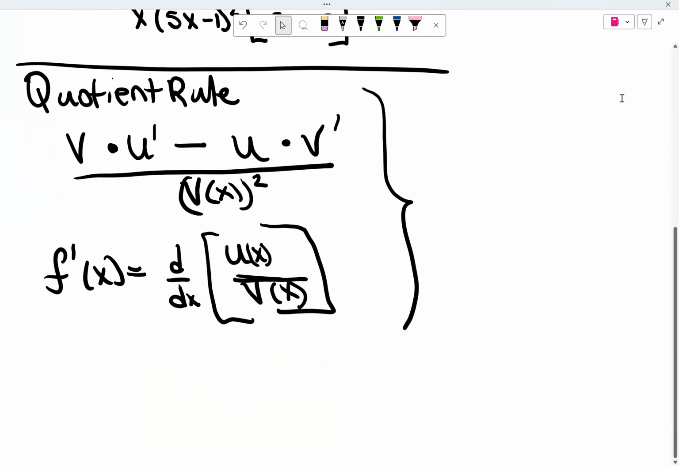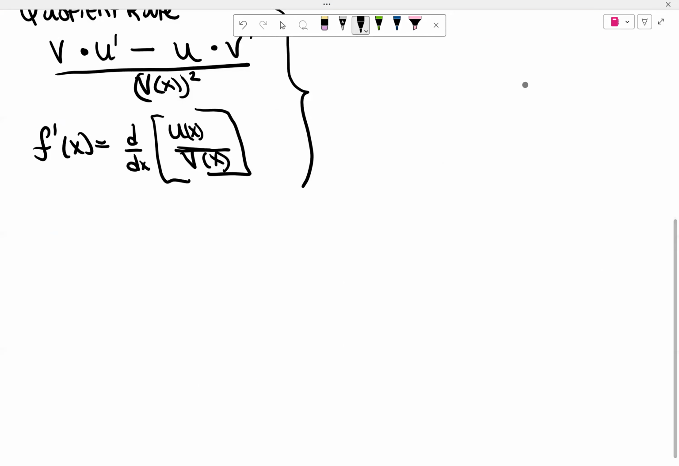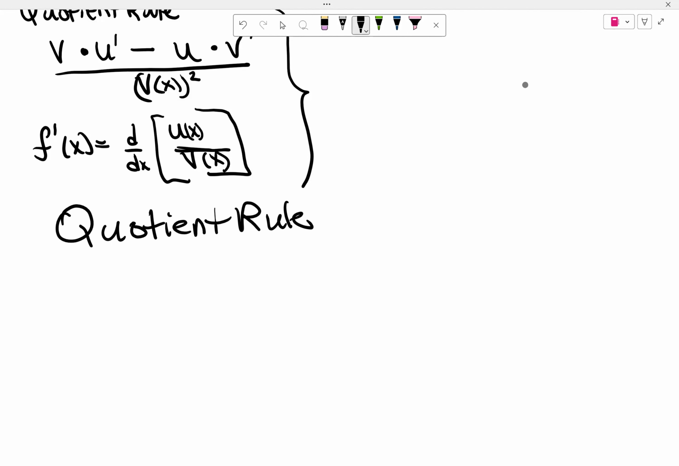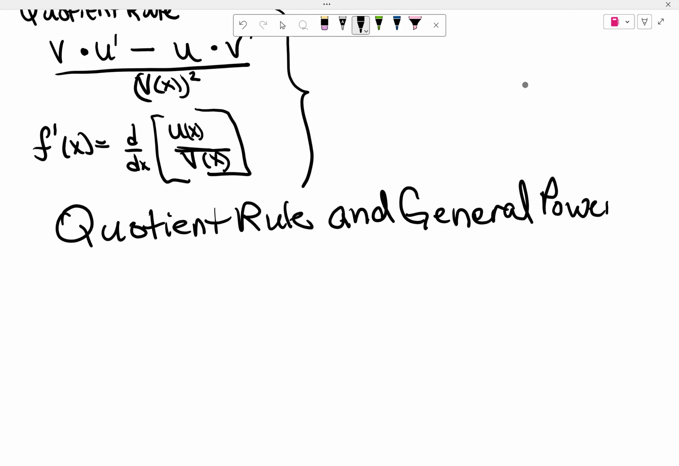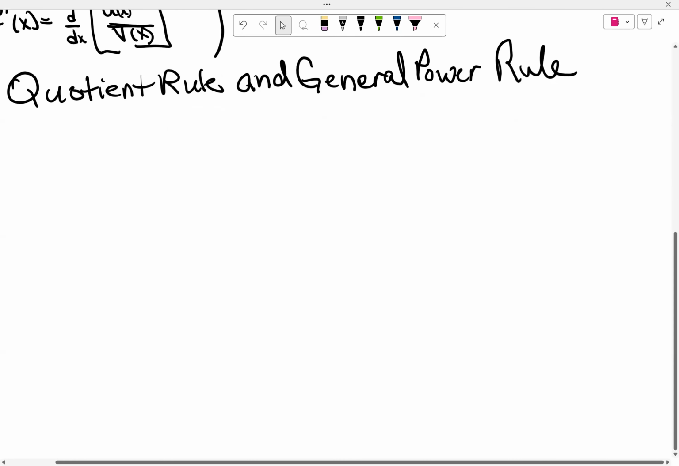So here we go. Let's see if I can get this up. All right, so here's an example of what we're going to look at. So we're looking at the quotient rule and the general power rule. So just be patient. This will come to you. If it doesn't come to you tonight, it doesn't mean it won't come to you ever. It just means you need to see the big picture. So I may need to highlight a little bit more.